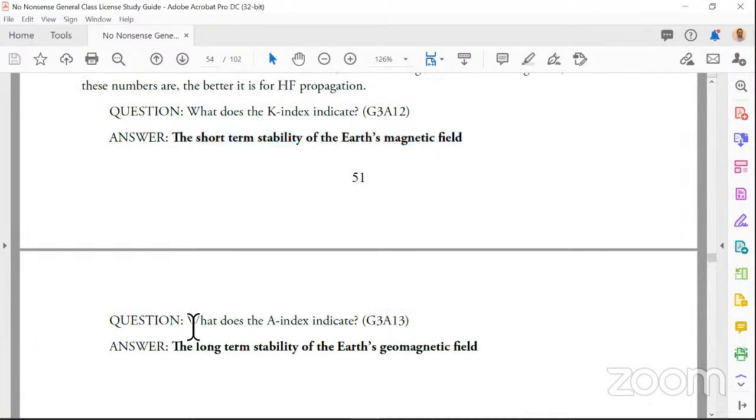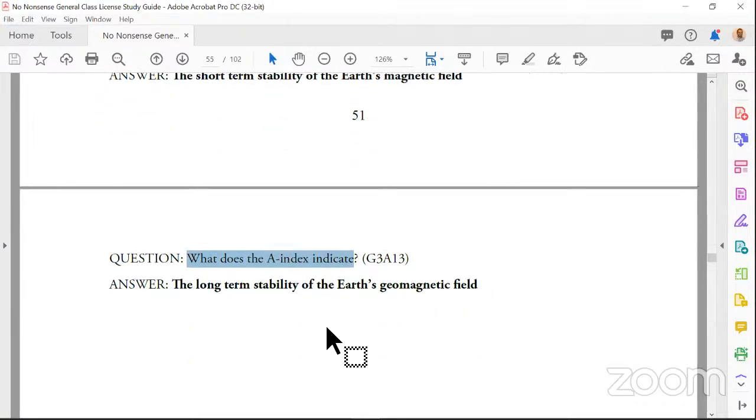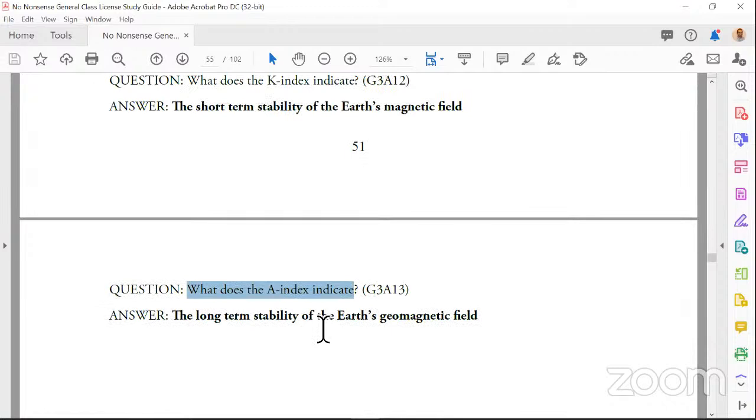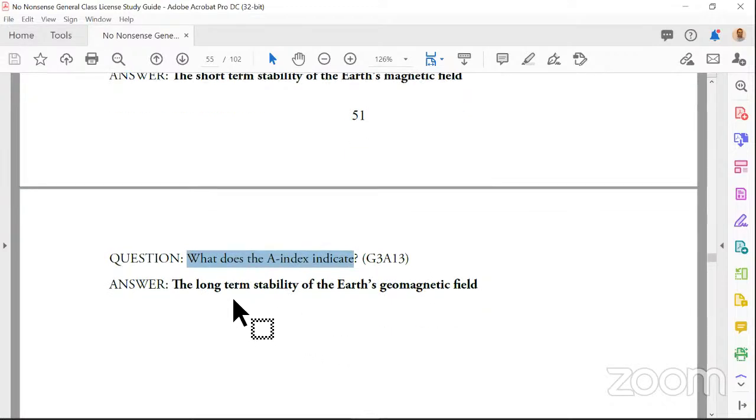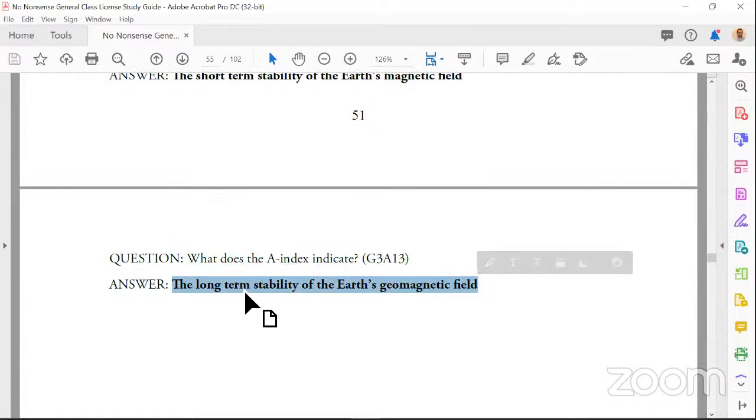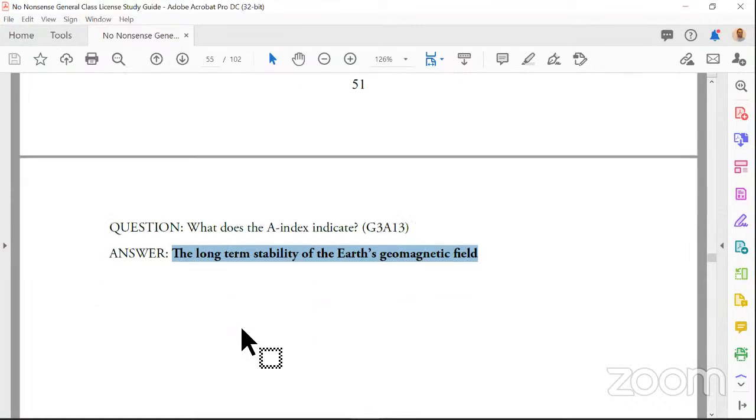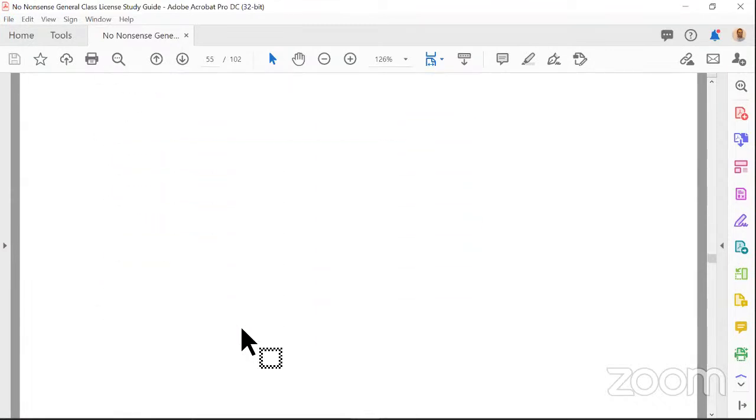Next question, and you probably guessed this is what was coming up next. They're asking us, what does the A index indicate? Well, if the K index is the short-term stability, then the A index is the long-term stability of the Earth's geomagnetic field. So very similar questions, and we just need to learn that K index is short-term, A index is long-term.